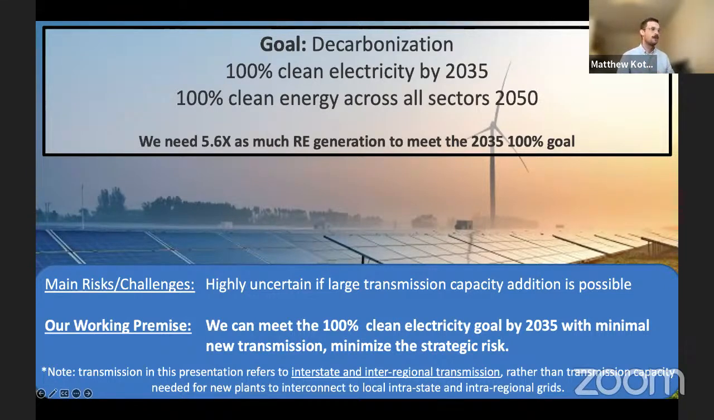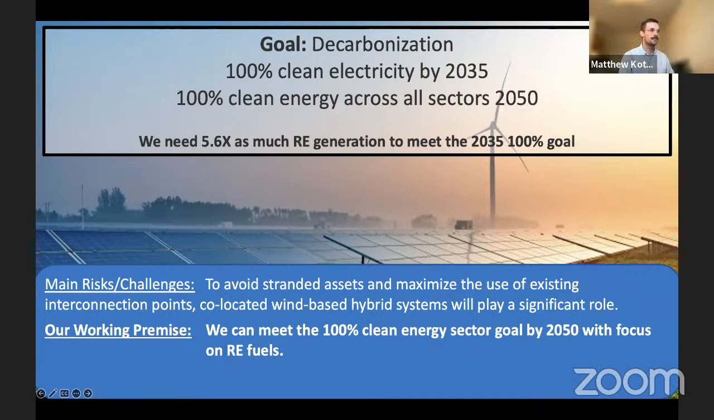And so hybrid power plants are a relatively new concept, and there are many different ways that hybrids can be defined, as well as many strengths that they have. You can see within the US, a large risk and challenge is transmission capacity and expansion. And so there are a lot of complications with that. With our working premise, we believe that we can meet 100% of these goals, at least the 2035 goal, with minimal new transmission. And that's a leveraging strength that hybrids can provide and offer.